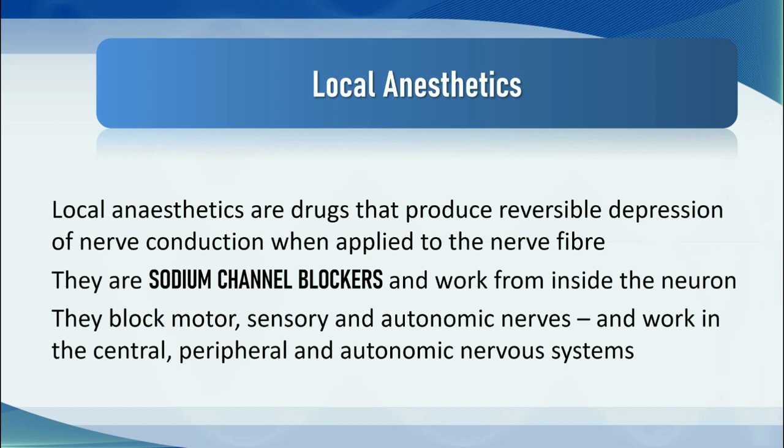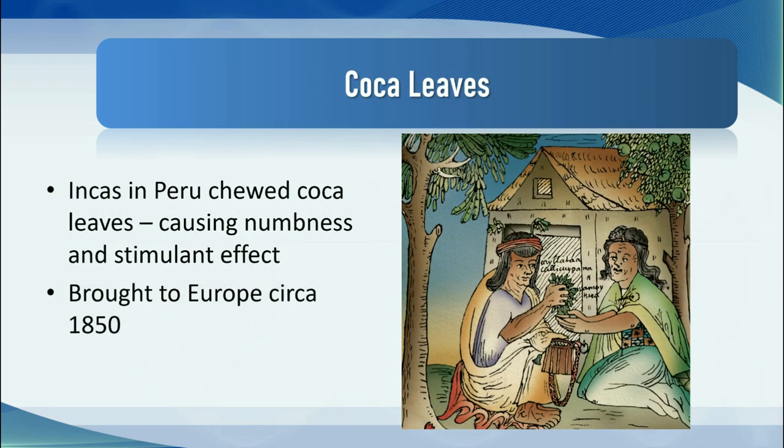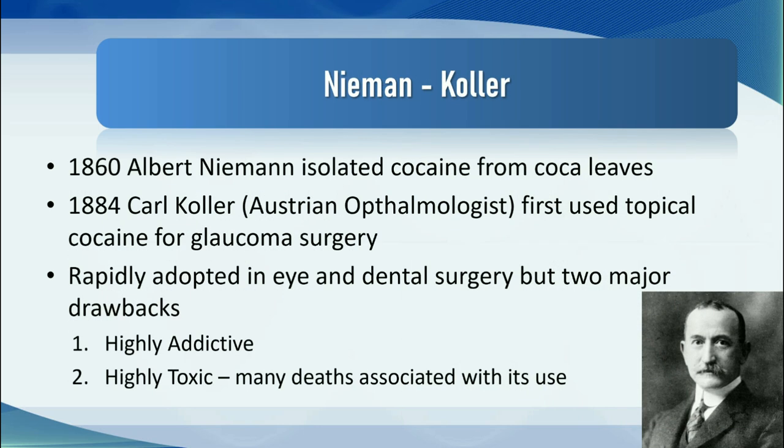Local anesthetics have been around for a long time. Originally, they derived from coca leaves. The Incas in Peru chewed coca leaves, causing numbness and a stimulant effect, and they were brought to Europe in about the 1850s. In 1860, Albert Niemann isolated cocaine from coca leaves. So cocaine became the first local anesthetic as we know it, and it was first used in 1884 by Karl Koller, who was an Austrian ophthalmologist who used it for topical local anesthesia for glaucoma surgery. That led to a landslide in the use of this particular drug.